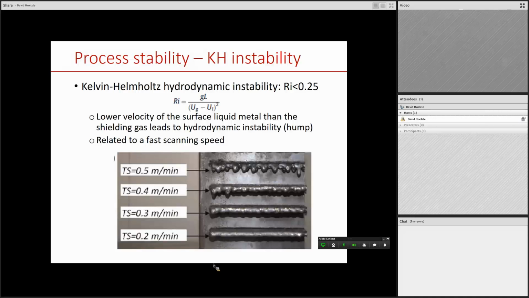There might be a lot of parameters that affect this instability, but the one that is fully understood is that it's related to a fast scanning speed. So when you scan fast enough and exceed a critical number, it will cause this humping.